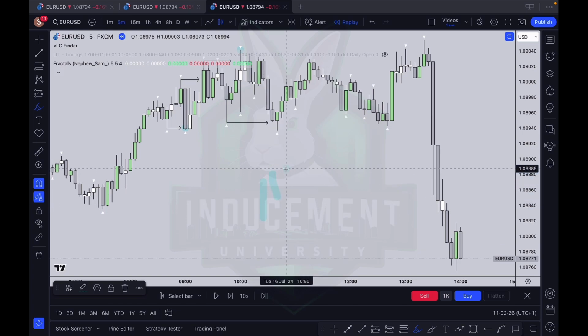2 candles to the right are higher, and 2 candles to the left are higher. So you can see, for example, on this candle right here, 1, 2 are higher, and for this candle, 1, 2 are higher than this middle candle. So that is what you call a fractal, and this is what we define as a high or a low.